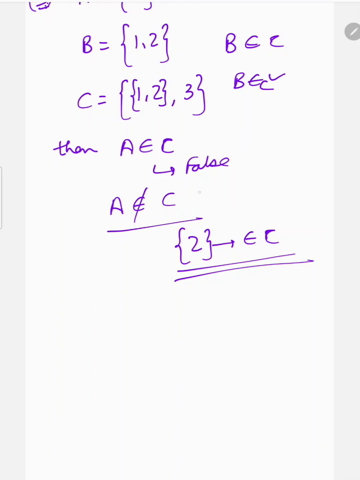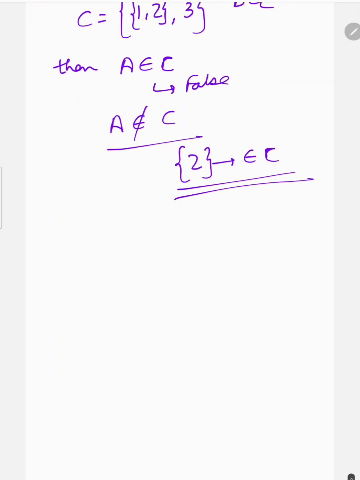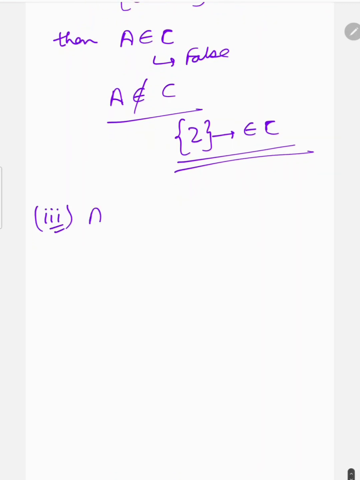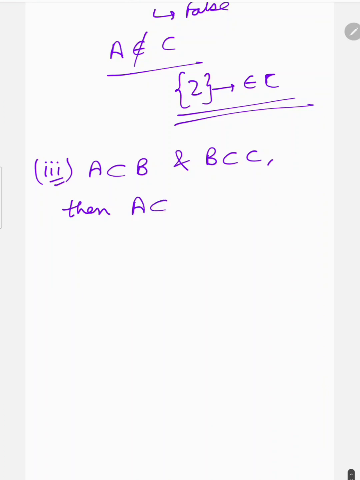Okay, next, third, A is a subset of B and B is a subset of C. Then A is a subset of C. A is a subset of B, B is a subset of C, then A is a subset of C.